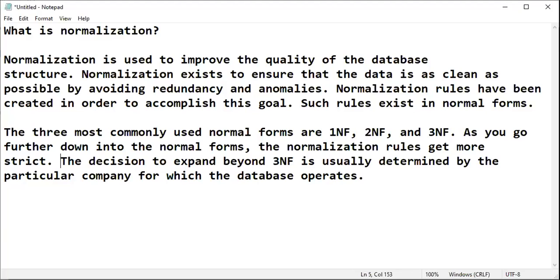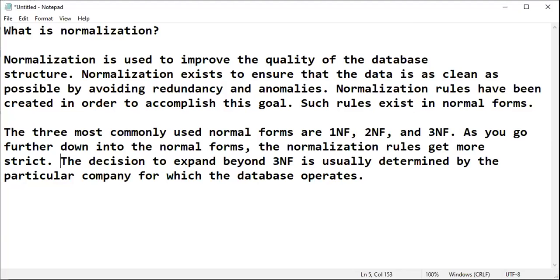So first of all, let us understand what is normalization. Here I have that it's used to improve the quality of the database structure. Normalization exists to ensure that the data is as clean as possible by avoiding redundancy and anomalies. And those two words are simply fancy words for repeating data and incorrect data, or data that is not necessarily normal, okay? But really anomalies just mean incorrect data.